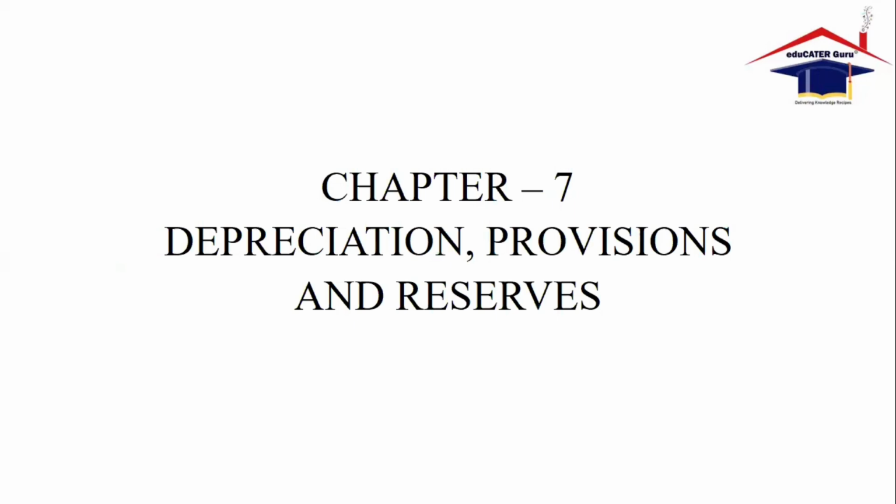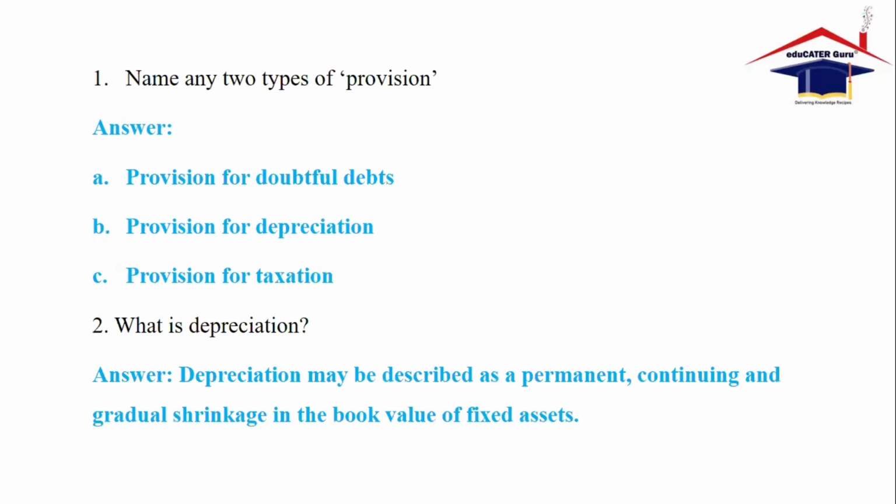Next, let us go to chapter 7, depreciation, provisions and reserves. First one, name any two types of provision. You can write provision for doubtful debts, provision for depreciation, provision for taxation, provision for reserves, anything you can write. Next, what is depreciation? Depreciation may be described as a permanent, continuing and gradual shrinkage in the book value of fixed assets. Nothing but wear and tear of the fixed assets.